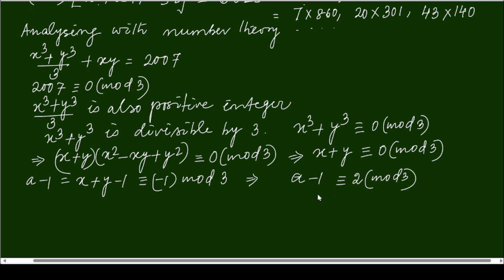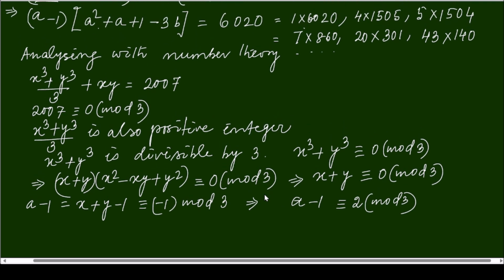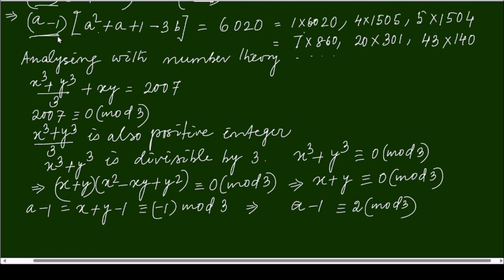That means I'll select a minus 1 from this factor. First factor is a minus 1. I'll select it in a way that it should be 2 modulo 3. That means when it is divided by 3, it should leave remainder 2. So 1 cannot be a minus 1, and from observation it seems that a squared plus a plus 1 minus 3b will certainly be bigger than a minus 1. So for the smaller factor a minus 1, 1 is not congruent to 2 modulo 3, so this is not the answer.